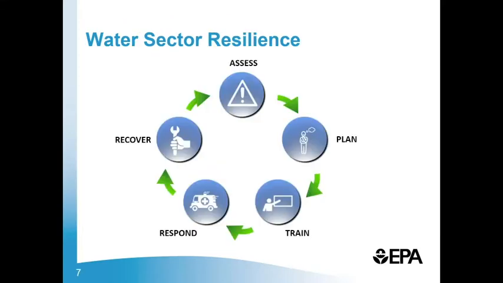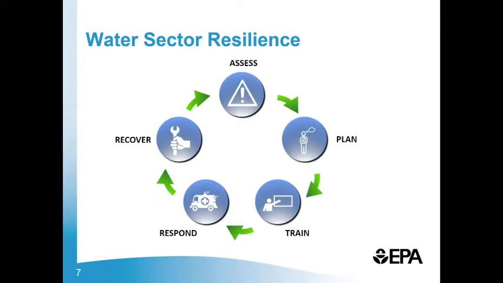So we developed the Water Sector Resilience Framework that we rolled out a couple of years ago to help utilities understand how to increase their resilience. You can see that framework provided here on the slide. The first step in the process is really to conduct a risk assessment and understand what your risks are at your specific utility. The second step in the process is a planning process.